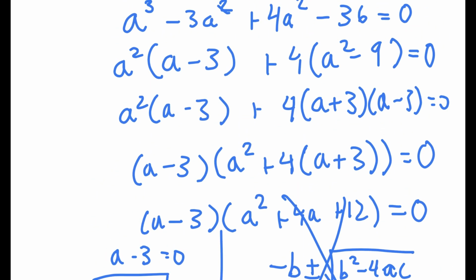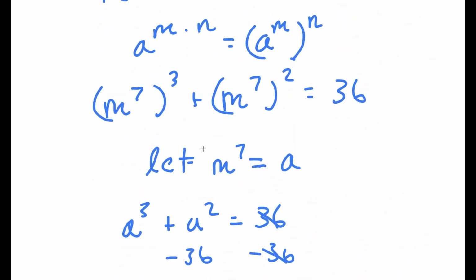Now remember how we let m to the power of 7 equal a. So now we have m to the power of 7 is equal to 3, meaning m is equal to the 7th root of 3.